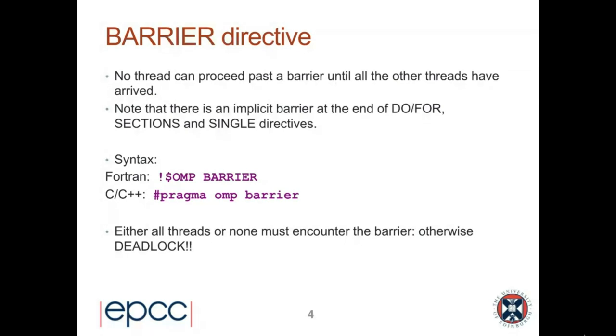Okay, so the first mechanism I want to talk about is the barrier directive. We've already really met barriers because we've been talking about how threads synchronize at the end of a parallel region. But a barrier is a full synchronization point amongst all the threads. So no thread can proceed past a barrier until all the other threads have arrived.